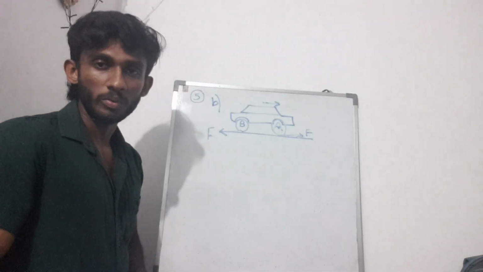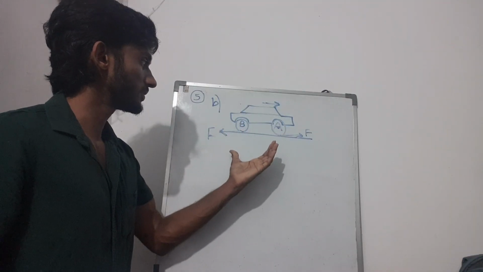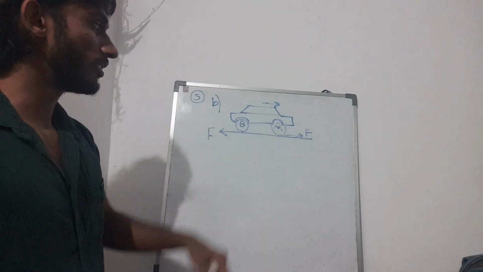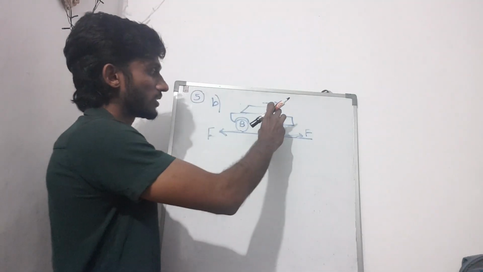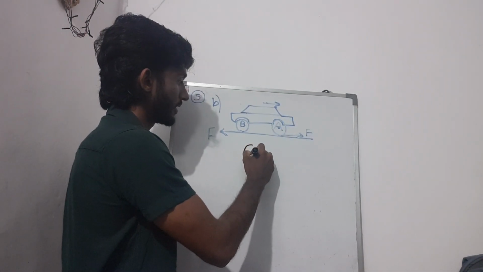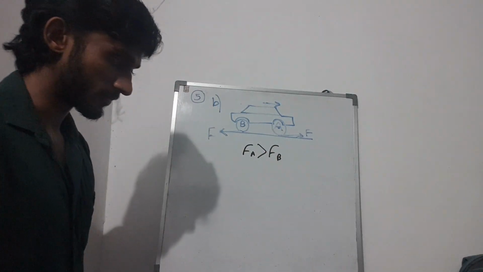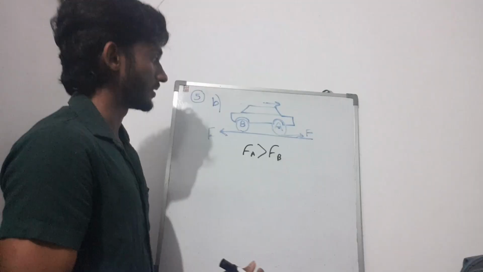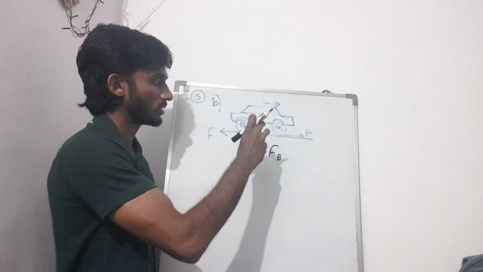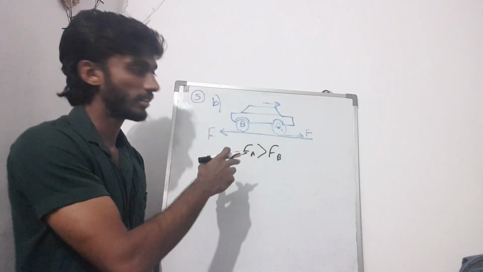When the car starts moving, the magnitudes of the friction forces are not equal. The front wheel drive force, friction force FA is higher than FB. That's why the car is moving. The force is applied to the front wheel, that's why it's a front wheel drive car.